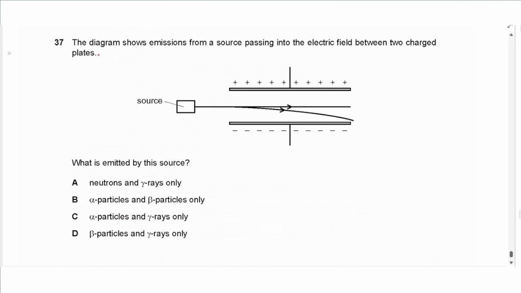Question 37 says the diagram shows emissions from a source passing into the electric field between two charged plates. What is emitted by this source? So we have one that is not deflected, that's gamma radiation, and one that is attracted to the negative charge, so it should be a positively charged particle, which is the alpha particle. So we have alpha and gamma radiation. Neutrons, no. Alpha and beta, no. Alpha and gamma rays only, yes. So the answer is C.